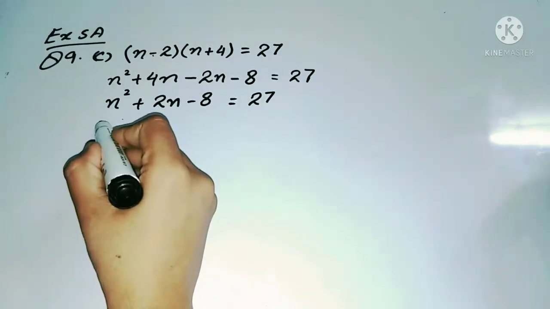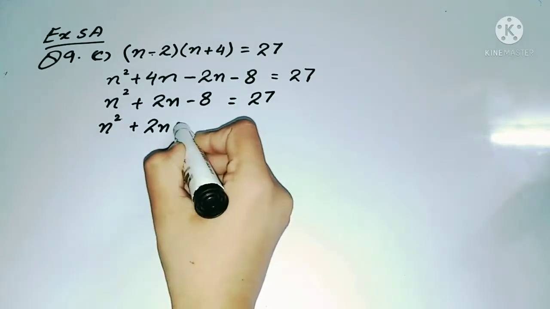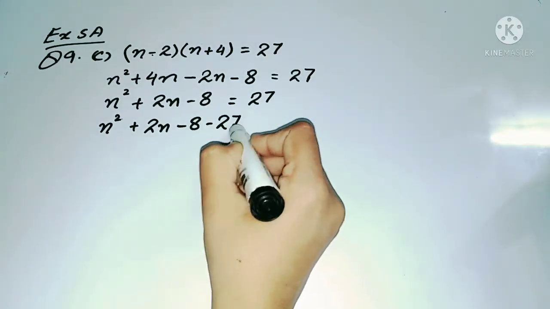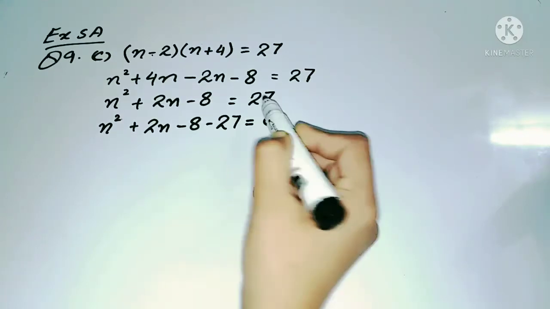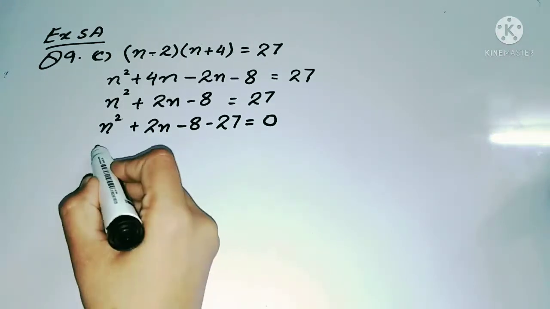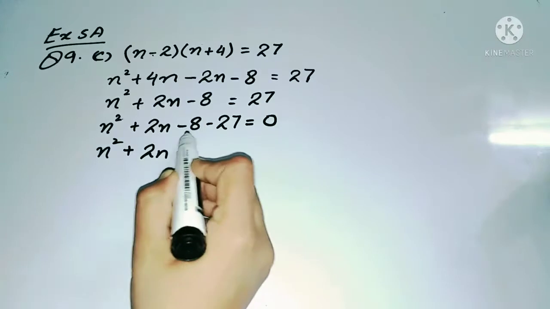So it will be n square plus 2n minus 8, and this 27, when it comes to this side, will be subtracted. And here just 0 is left. Actually students, here you can see that minus is plus. So 8 and 27 are adding here. Write down n square and 2n as it is. Now these two are the constants. These are like terms.